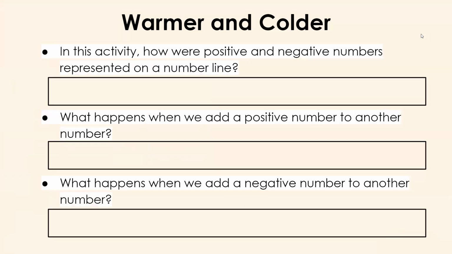In this activity, how are positive and negative numbers represented on a number line? Write this in your notes. What happens when we add a positive number to another number? What happens when we add a negative number to another number? Pause the video as needed to answer your questions.